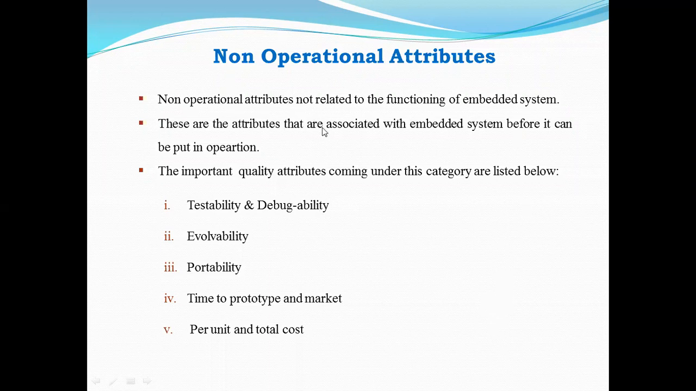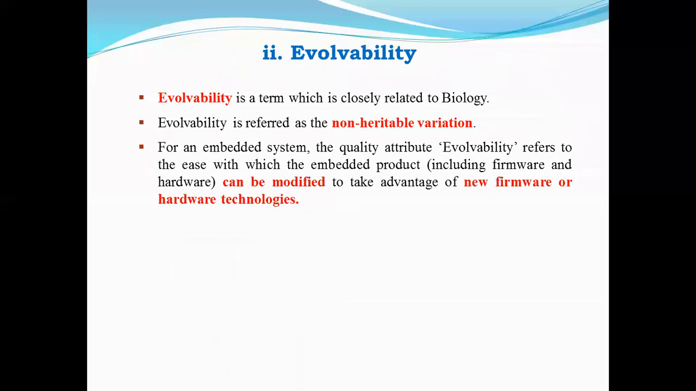So basically the non-operational attributes talk about what other care should be taken before the embedded system is put into operation or put into the market, right? So these are the 5 parameters. There will be one question on this, about 8 to 10 marks. What are the non-operational attributes of an embedded system, right? So we'll go to the next topic.